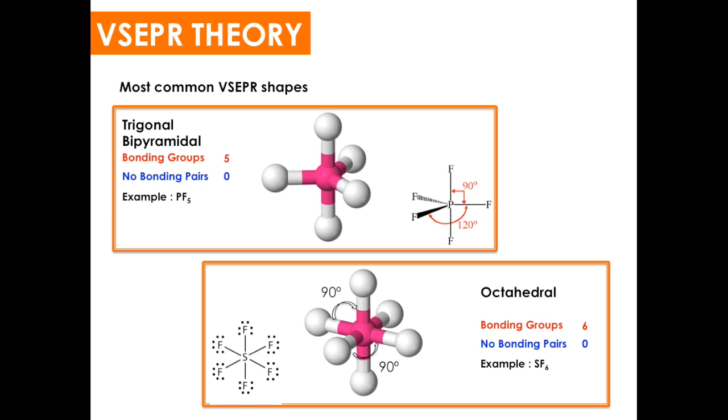Another shape, but this time with five bonding groups, no electrons unused, is the trigonal bipyramidal. In this shape, we can see, again, it is very similar to the seesaw, but this time we have three atoms in the middle axis. The example is phosphorus pentafluoride. Now, octahedral. In octahedral, we have six bonding groups, no pairs of electrons unused, and we have a 90 degrees separation between all of them. Our example is sulfur hexafluoride.